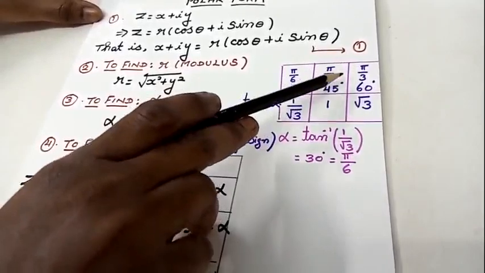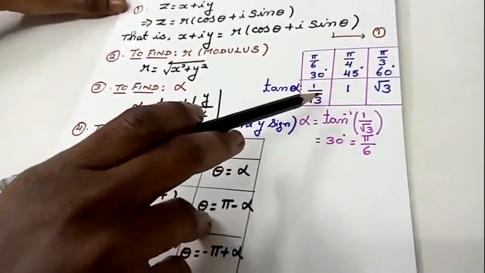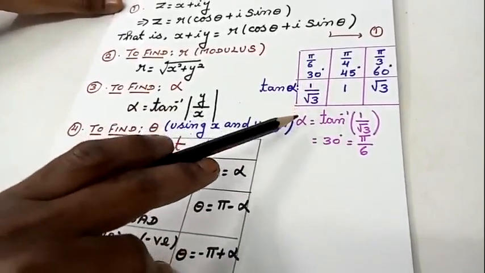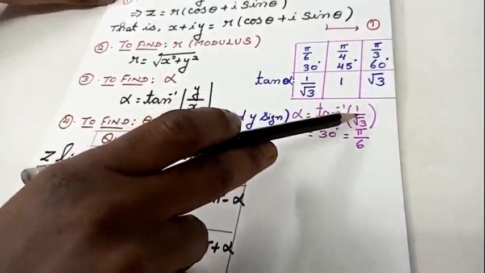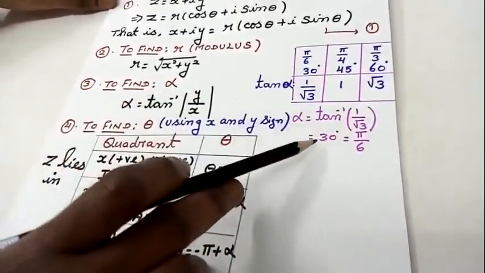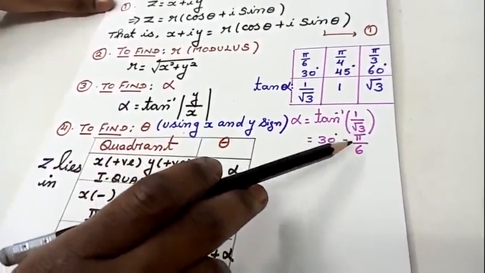60 degree means pi by 3. In place of alpha, maximum I will be getting only these values. Suppose you get a value like alpha is equal to tan inverse of 1 by root 3. What is the corresponding angle I am having here? 30 degree. This 30 degree can be written as pi by 6. This is the procedure you will be doing in your sum, students.